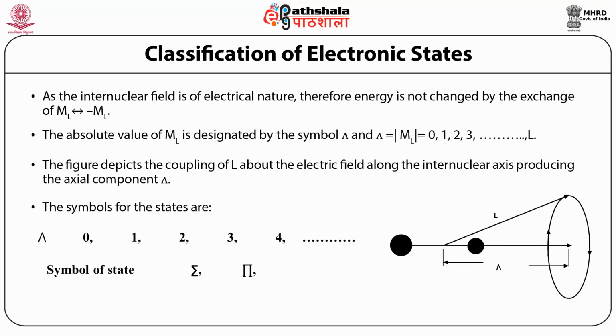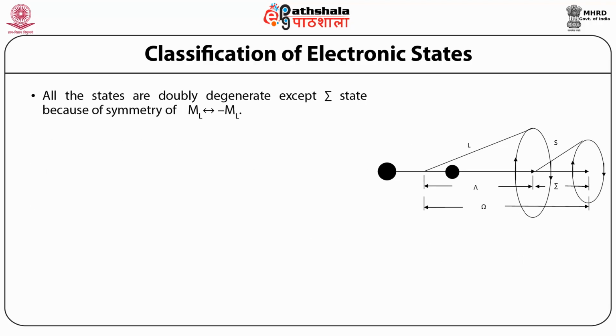Corresponding to lambda 0, 1, 2, 3, 4 etc., the states are designated as sigma, pi, delta, phi and gamma. All these states are doubly degenerate except the sigma state, because of the symmetry of ml to minus ml.